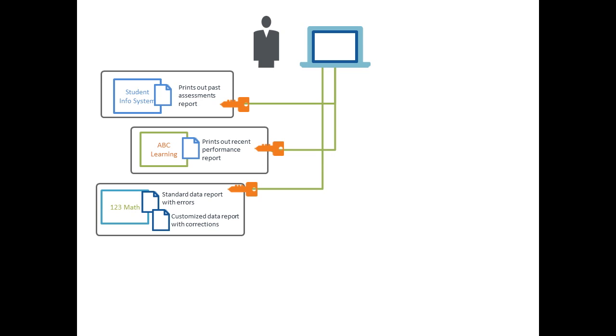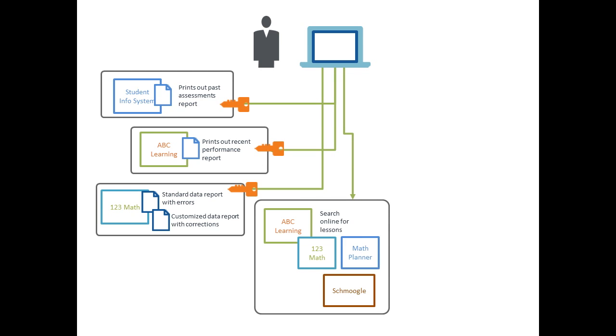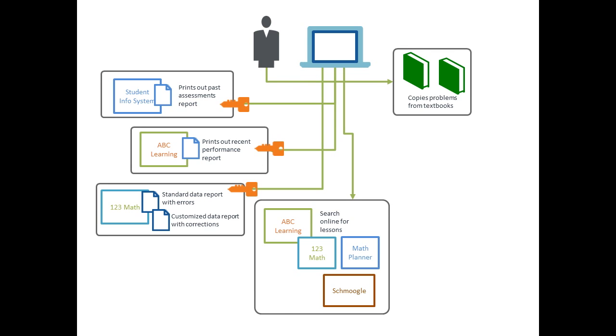is doing. To find content for his polynomials unit, he searches for relevant lessons in 1, 2, 3 Math and Math Planner, looks at content suggestions from his formative assessment solution and his teacher portal, and searches for lessons with Schmoogle. He also looks at his classroom algebra textbook. After all this, he copies and pastes what he finds into a Word document.